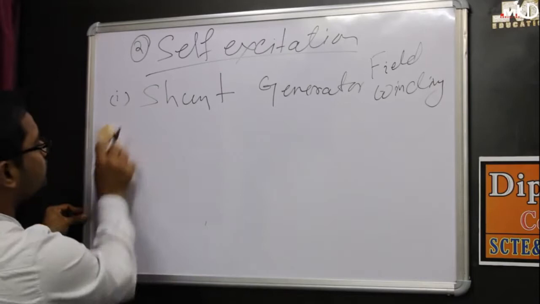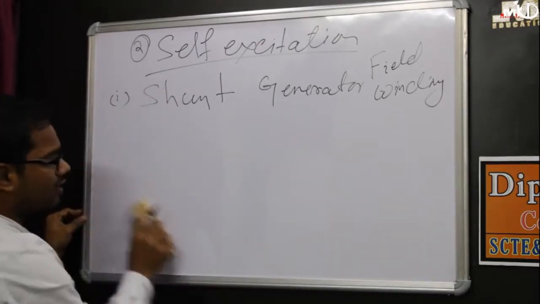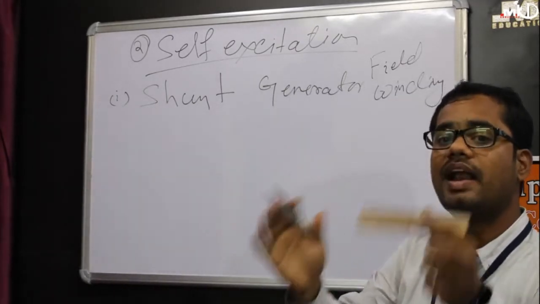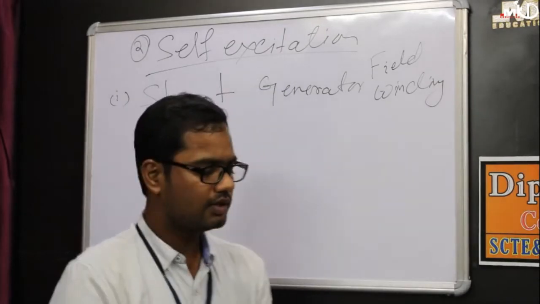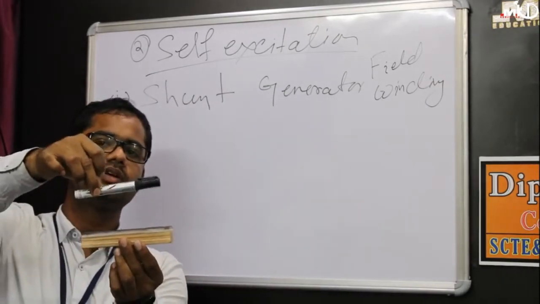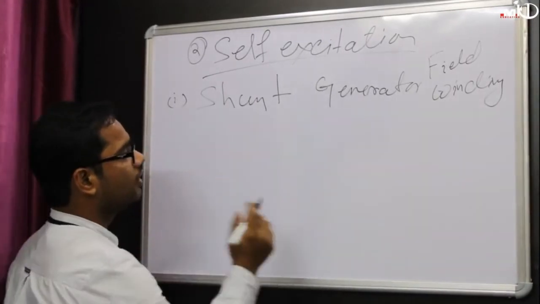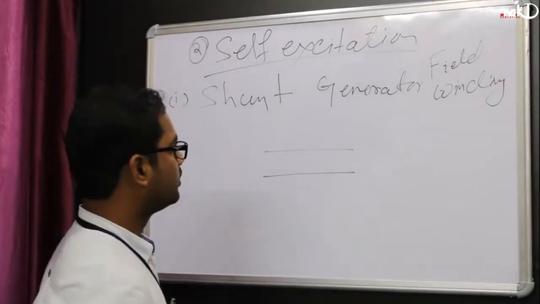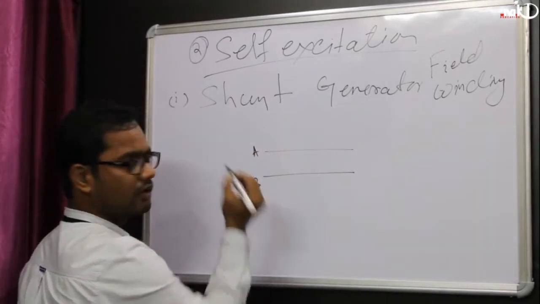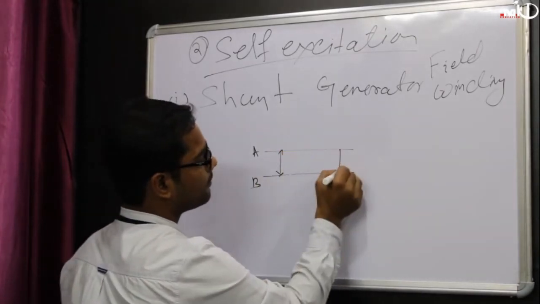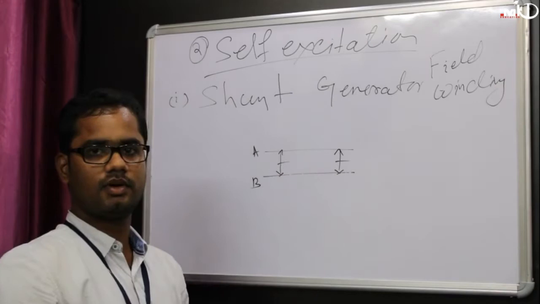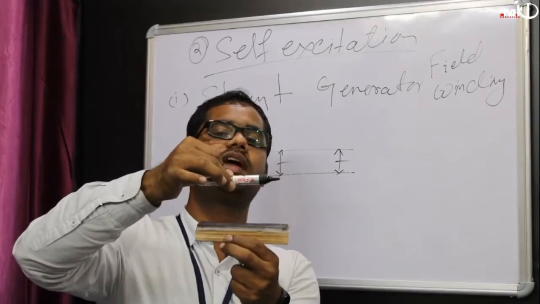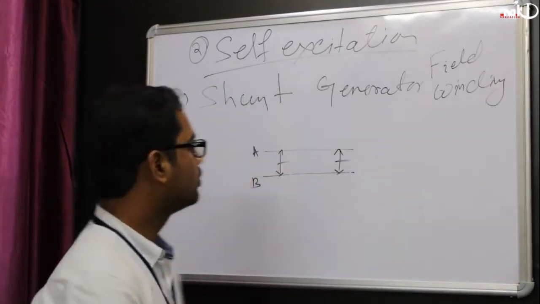So shunt generator. Before that you have to understand the meaning of shunt. Shunt means parallel. If I draw the line, you might have studied in your 10th class also what a parallel line is. If you are considering line A and line B, these are parallel lines. The distance between these lines is the same. But in your electrical system, you cannot say that two wires are present like that, that means these are parallel. Okay, so look at the diagram.